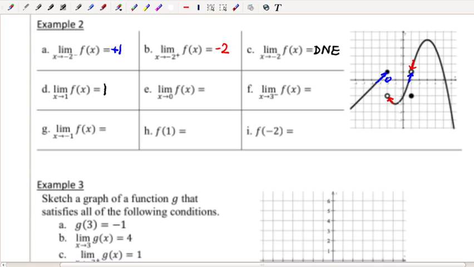Doesn't matter that there's a hole here, doesn't matter that there's this dot down here. I'm not interested in where the function actually exists at that point. I'm interested in what the limit is as I come from both sides.